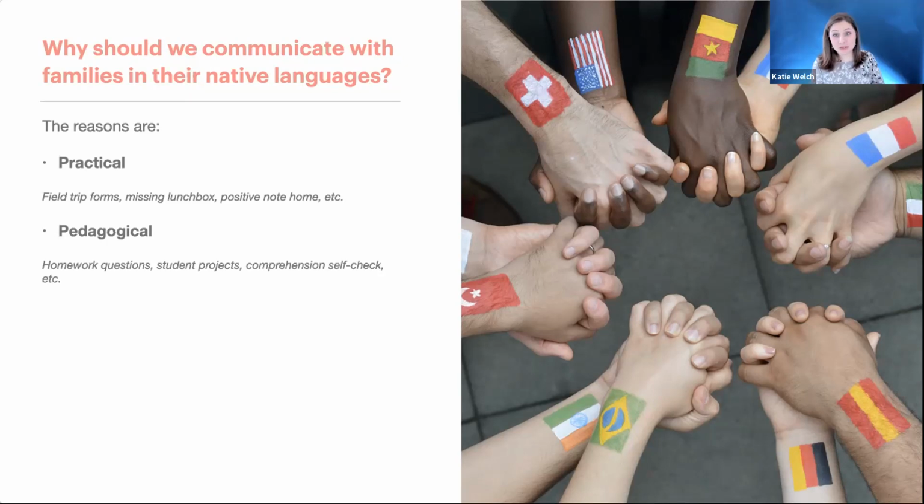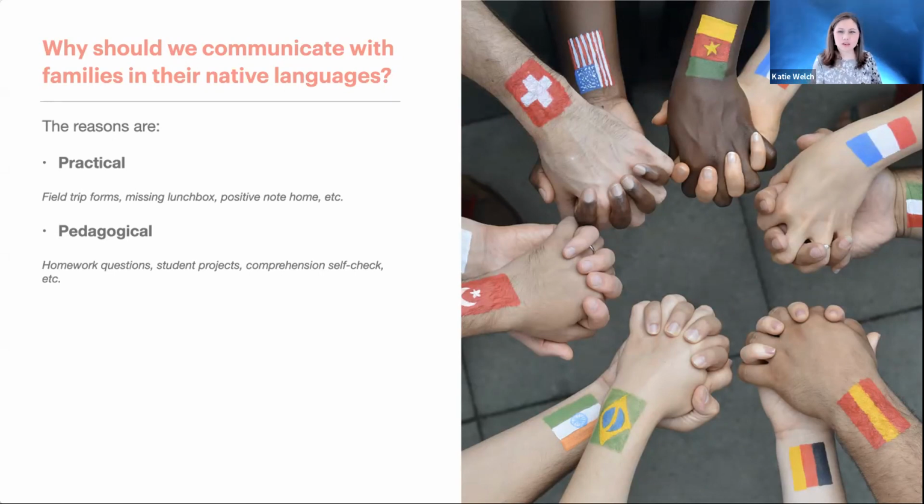There are pedagogical reasons. There may be questions about homework. A student may be taking a quiz in Canvas and a question is missing. This happened yesterday in my home, and so we had to reach out to the teacher to clarify something about the homework. There may be student projects coming home that families need to support.